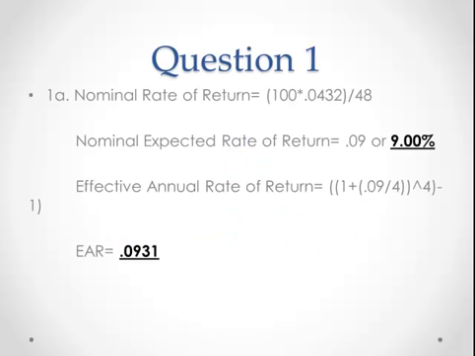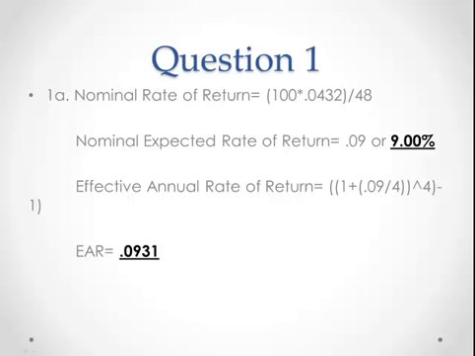Question number 1 is asking us to find the nominal rate of return. This is found by taking the par value of the stock, $100, times 0.0432, dividing by 48. This gives us an estimation of 9% for our nominal expected rate of return.